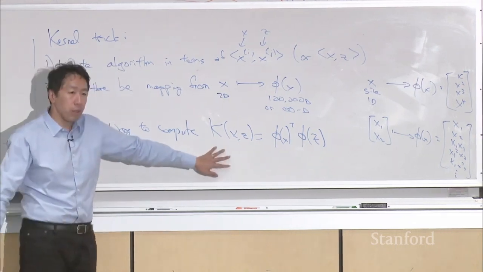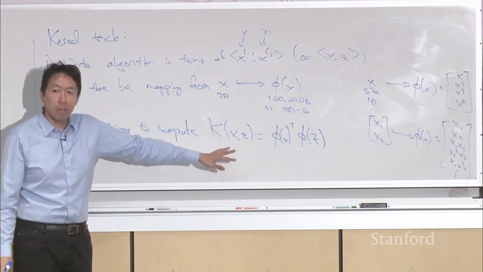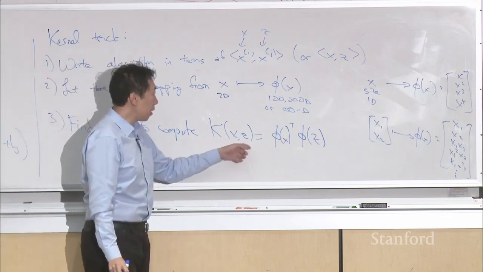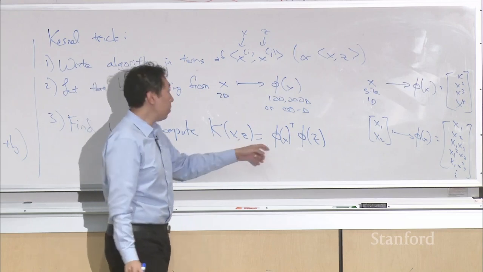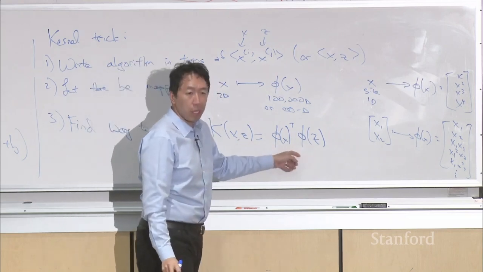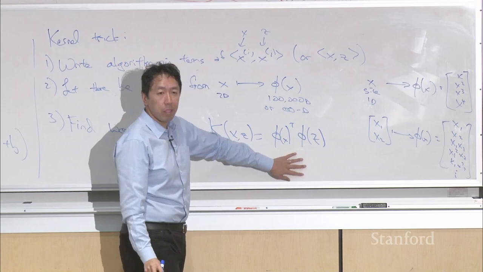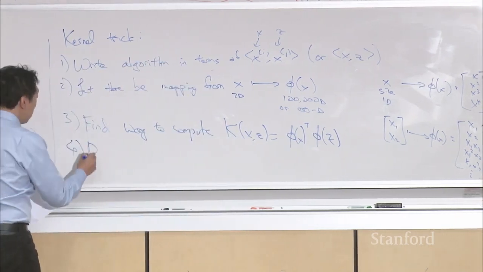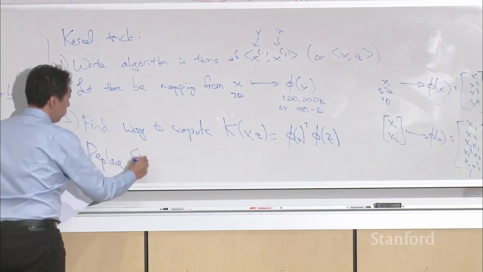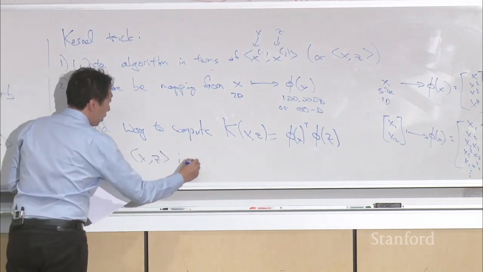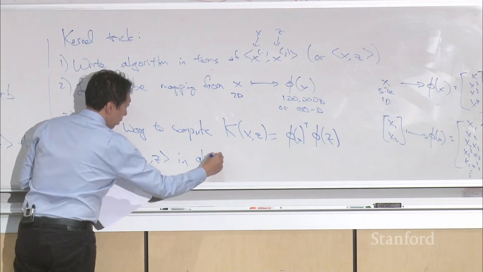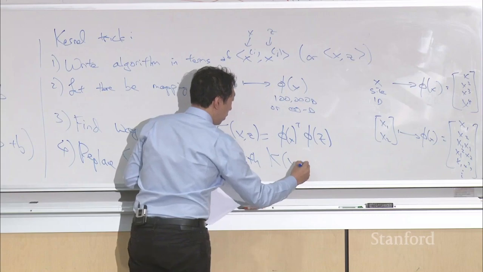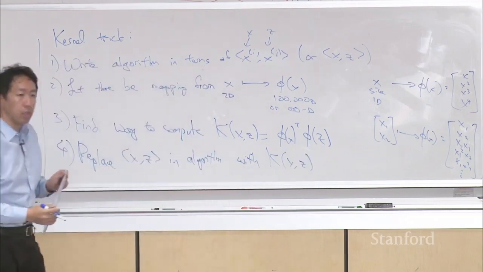So this is called the kernel function. And what we're going to see is that there are clever tricks so that you can compute the inner product between x and z even when phi of x and phi of z are incredibly high dimensional. Right? We'll see an example of this very, very soon. And then step 4 is replace the inner product of x and z in the algorithm with k of x comma z, okay?